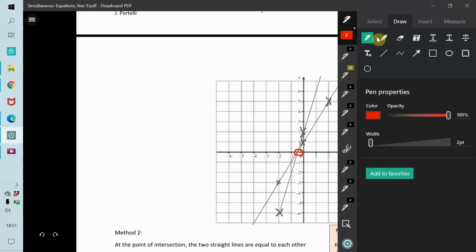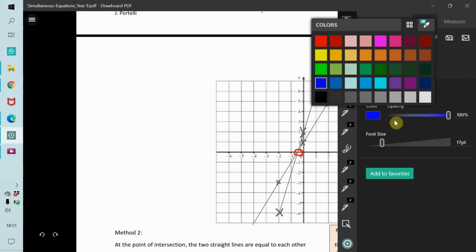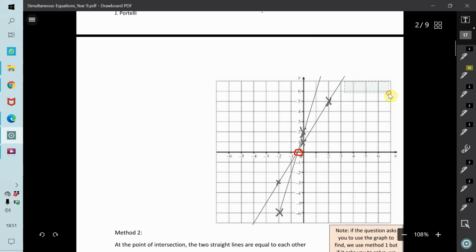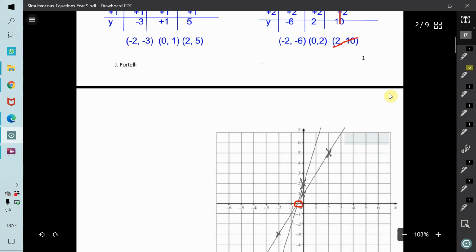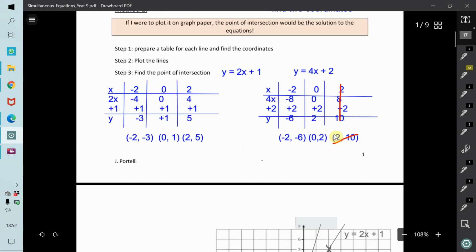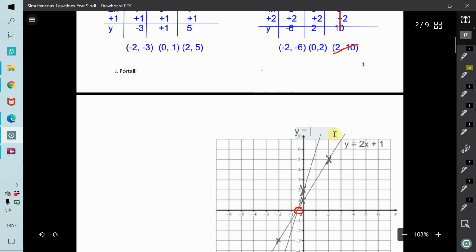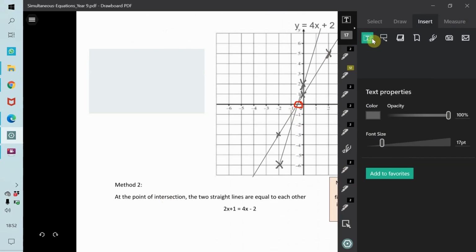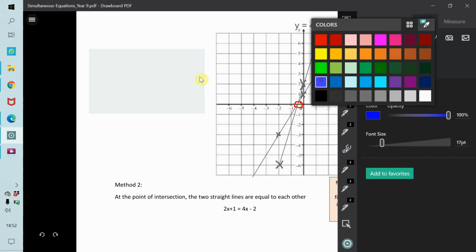At the same time, because we always have to do it when drawing graphs, we have to write down the equations. So this was the first equation, which was y equals 2x plus 1. And this was the second equation, which was y equals 4x plus 2. The point of intersection, I'm going to write in blue because now I'm writing on my lined paper.